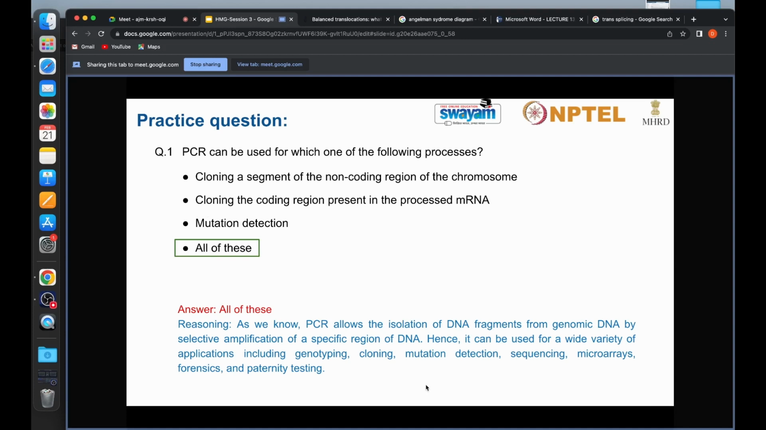Other than these things, you can also perform genotyping, cloning, mutation detection, sequencing, microarrays, forensics, and paternity testing. So these are the different applications of PCR.